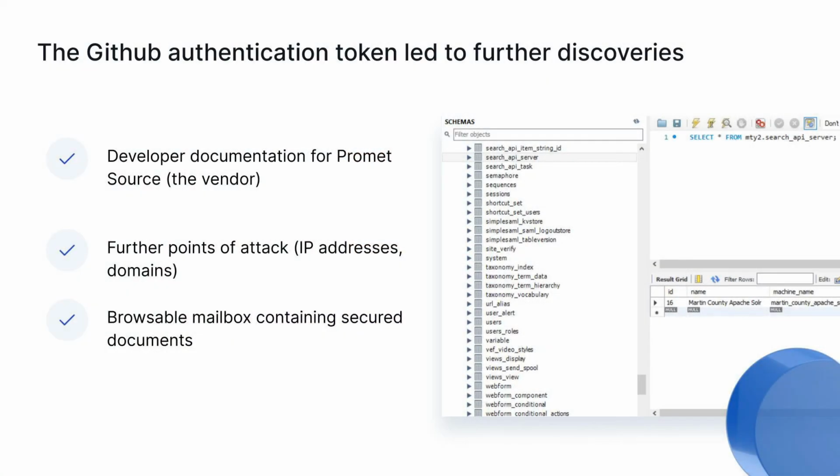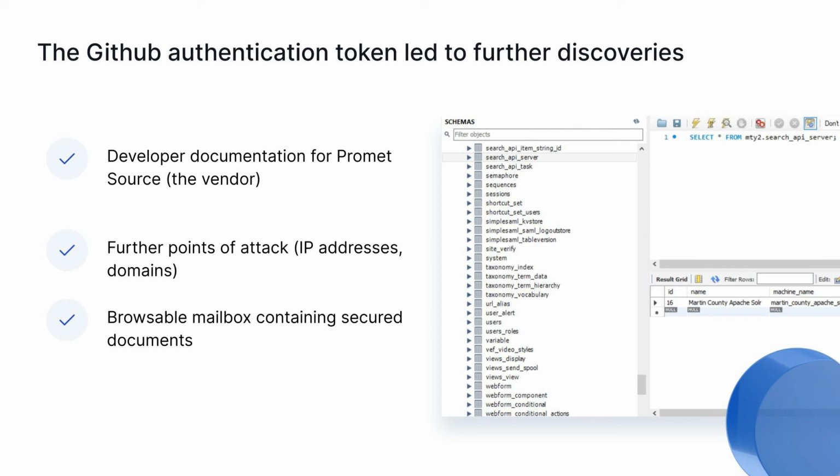This question was answered by further research into the significance of the GitHub auth token, which led to the discovery of Promet Source developer documentation in a public code hosting site. That documentation confirmed that the developers had the ability to access and deploy to Promet Source development environments and to Martin County's production website. Promet Source's documentation also pointed to further sites where a malicious actor might attempt to gain access, with IP addresses and domain names for pre-production environments, and of course the documentation on how a developer would access them.